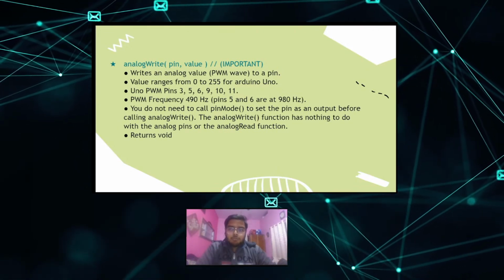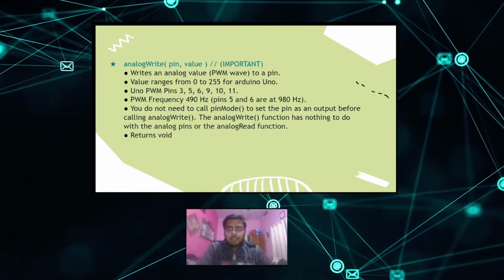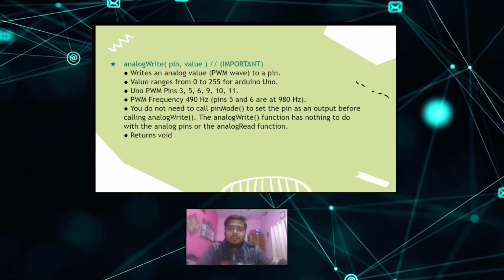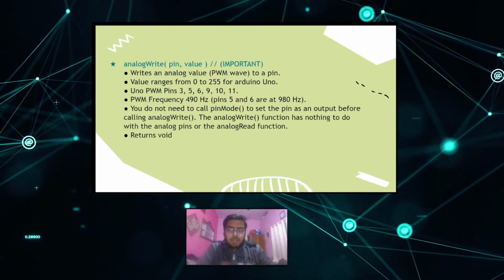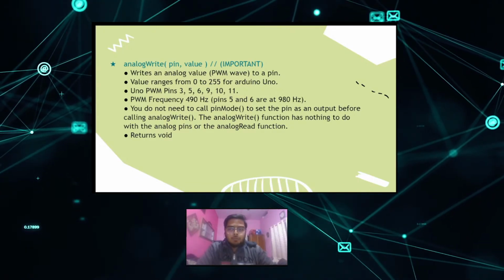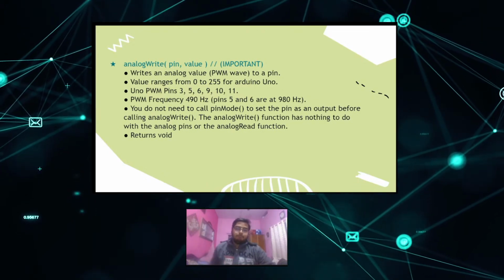This function can be used to light an LED at varying brightness or drive a motor at various speeds. You do not need to call pinMode to set it as an output before calling analogWrite. Note that the analogWrite function has nothing to do with the analog pins or the analogRead function.